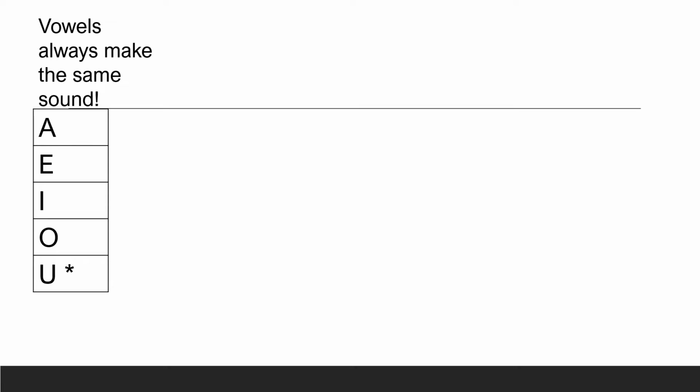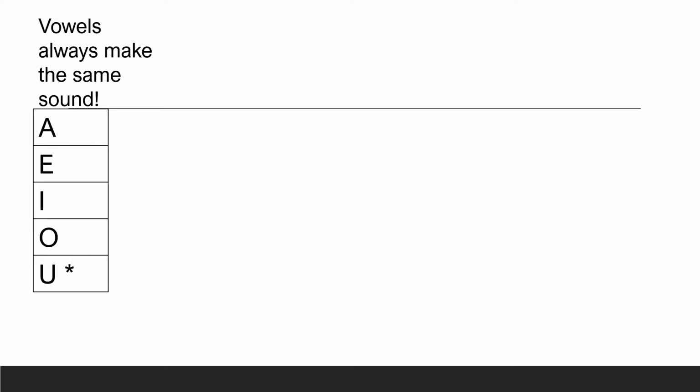Vale, las vocales or the vowels always make the same sound. This is muy importante, very important, because every time you see a vowel, it's going to make the same sound every single time. An A always sounds like ah. No matter its position, it's an ah. A, E, O, and U, all right?